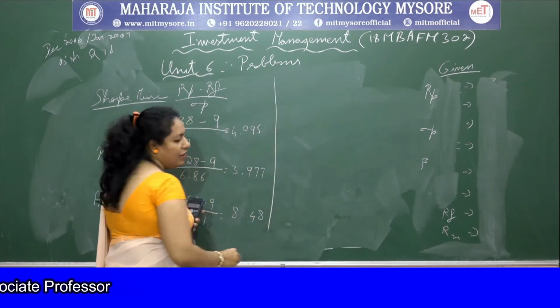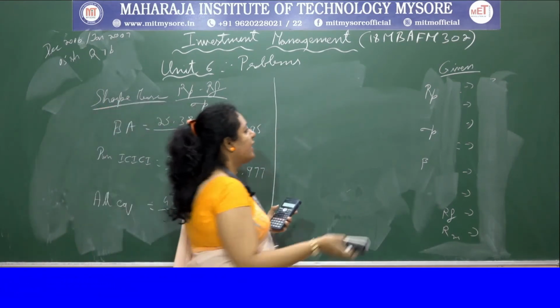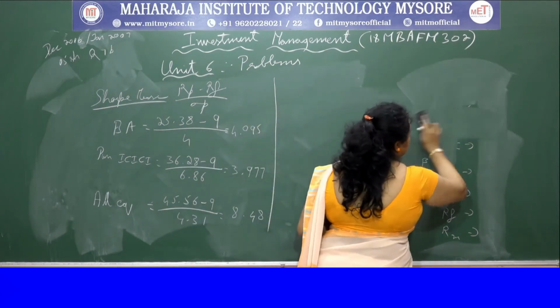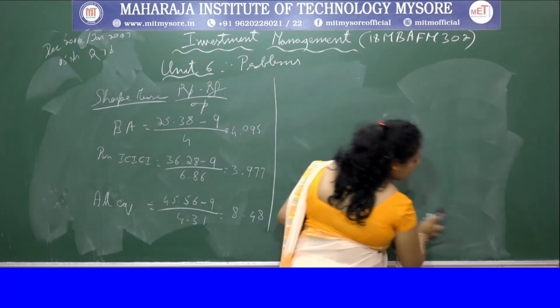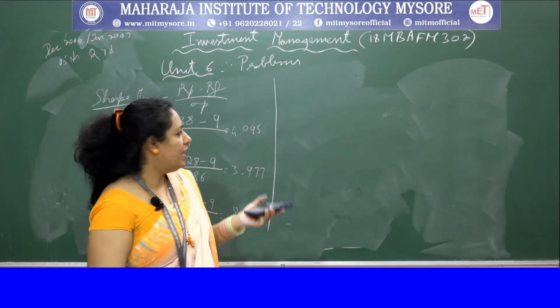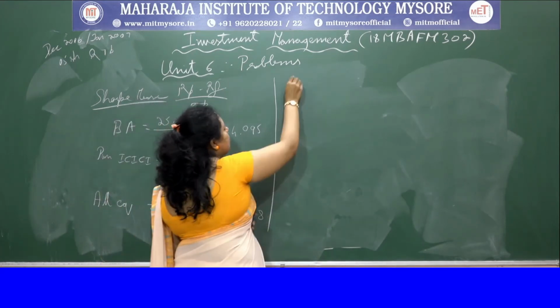In the same way, we have to do it for Treynor's index. I'll rub this out because there are 3 stocks and I'll not be able to fit them there. So next is Treynor's measure.